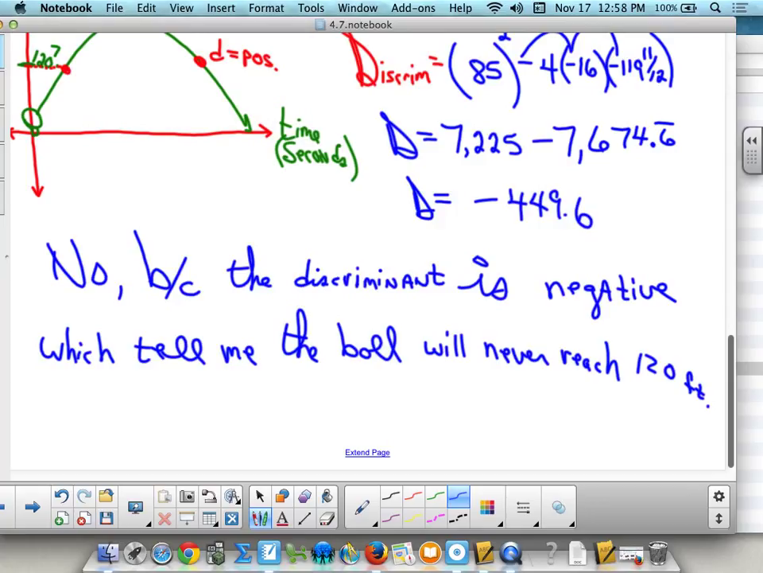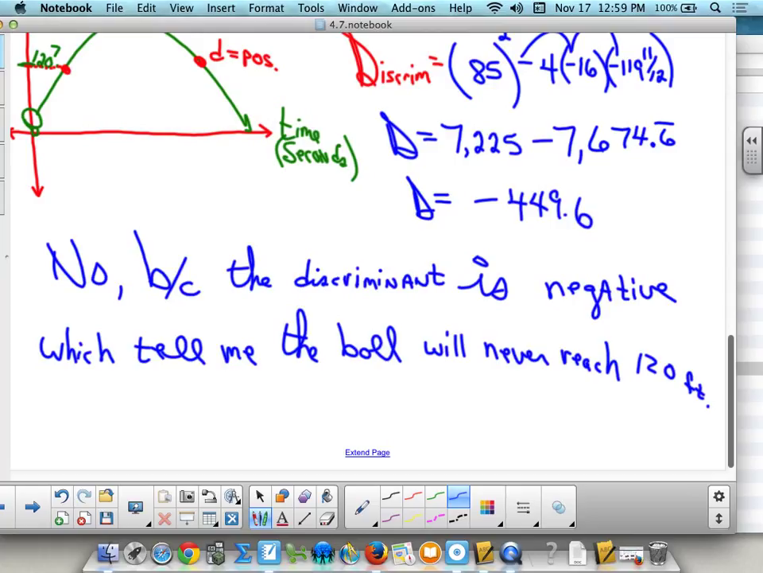Now what if the discriminant was 0? That'd be one solution. Then it did reach 120. How many times? Once, at the vertex. If it was positive, you'd say twice: yes, it reaches 120 twice. One's up, and one's down. This is nothing more than a discriminant problem. Will the ball reach this number?